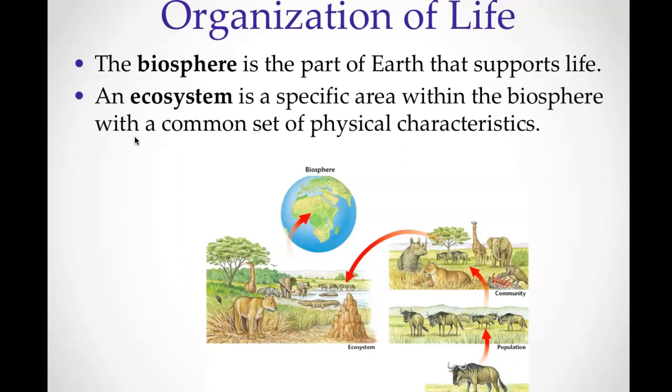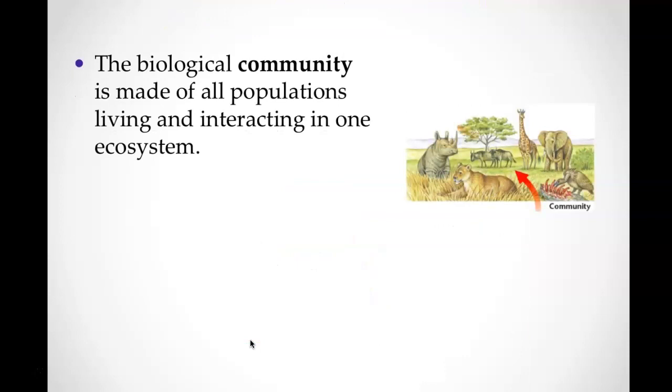Biosphere, because there's only one, is made up of ecosystems. Ecosystems are specific areas in the biosphere that have a common set of physical characteristics. So an example of an ecosystem would be the savanna, or the rainforest, or the deep ocean, or an estuary. So those are examples of ecosystems. An ecosystem is going to contain all the abiotic and biotic factors that contribute to that area. So all the living and non-living things that contribute to life existing in that area. So climate, soil, landforms, and all of the life.